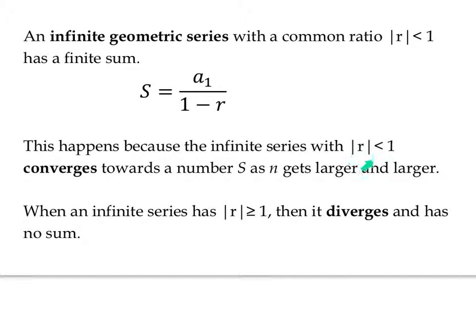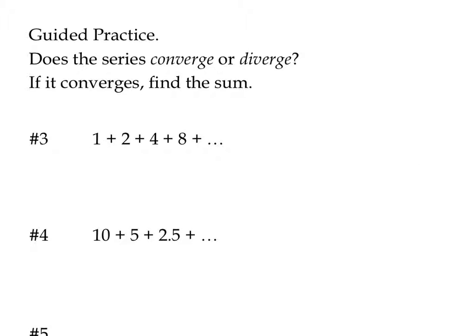And so when our common ratio is less than 1, in absolute value, we can find a sum here using this equation. We take the first term over 1 minus that common ratio, and that'll give us an idea of what that sum would be, even though it's infinite. All right, so let's take a look at how we can use that in some examples.